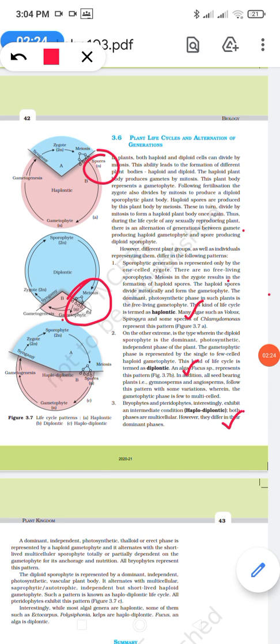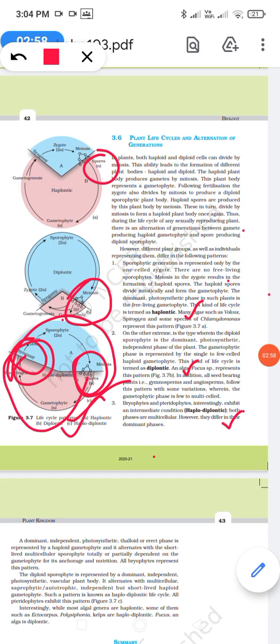Now in the bryophytes and the pteridophytes, what we find is the haplodiplontic life cycle. In the haplodiplontic stage, it is intermediate. Both phases are multicellular, however they differ in their dominant phase. A dominant, independent, photosynthetic thalloid or erect phase is represented by a haploid gametophyte, and it alternates with a short-lived multicellular sporophyte. So there is a gametophyte, and then it moves to a sporophyte, again to a gametophyte.